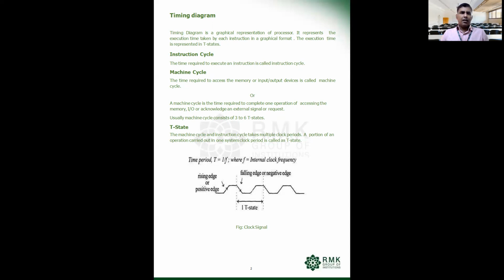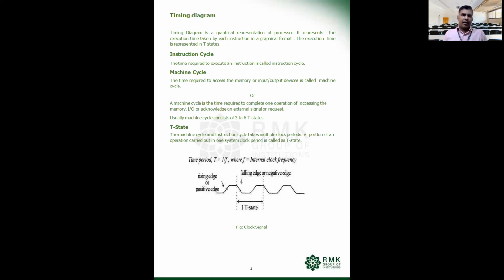Machine cycle can also be termed as the time required to complete one operation, accessing the memory, IO, or acknowledging an external signal or request. It could be an interrupt request or a subroutine request, and how much time the processor takes in acknowledging that particular request. So it is a time required to complete one operation.